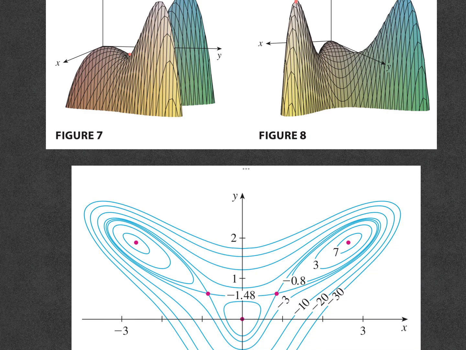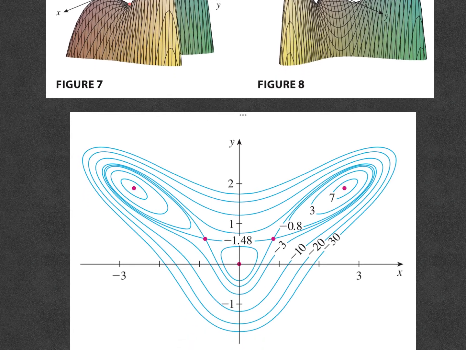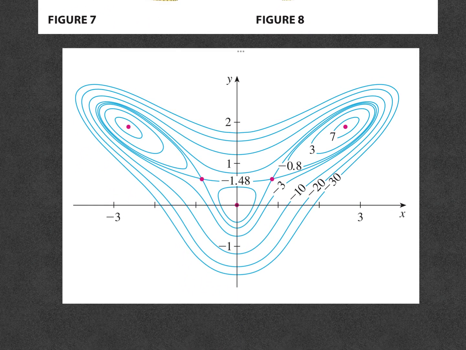So on here you can see the five critical points happening. And you can read the contour map that this value here is at 7 and the other one's going to be the same. So they are the maximums. And then you can see the other critical points happening.